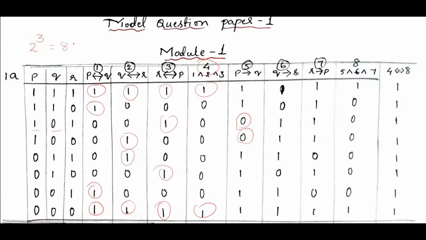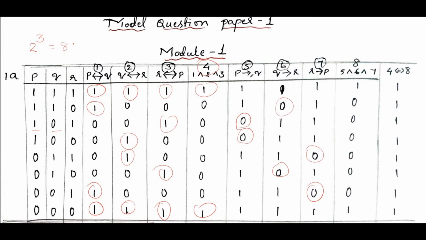Similarly, I will go with Q implies R. Here also I have observed that wherever Q is true and R is false, I have made that false. The rest of the values are true. Similarly, I will go with R as true and T as false, so I have made that false. The rest of the values are true.